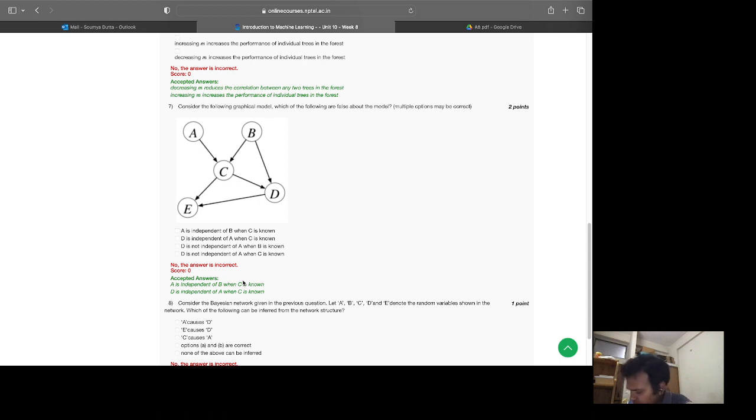No, this can't be true, right? Because D is there. So you don't have the entire information about B only with C. You need to have the information of D as well. The nodes at this level, the parents, can be independent of each other, but you only know C and you don't have the knowledge of D, and therefore A and B cannot be independent of each other even when you know C.